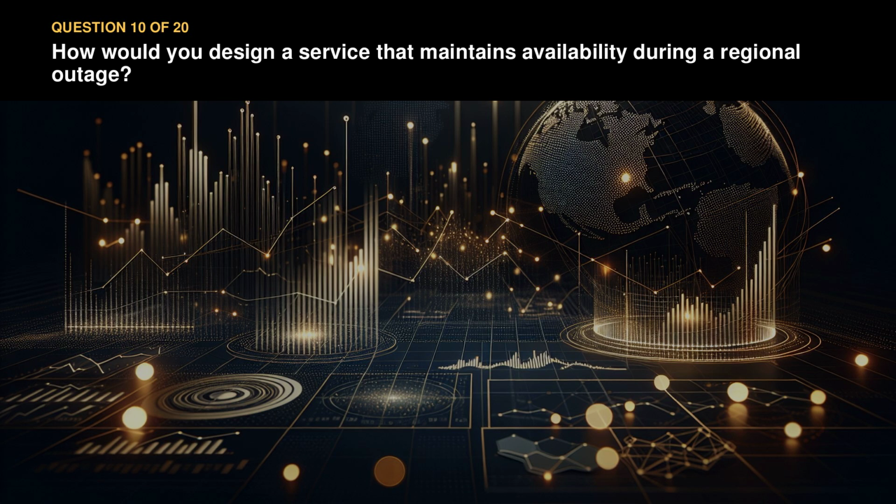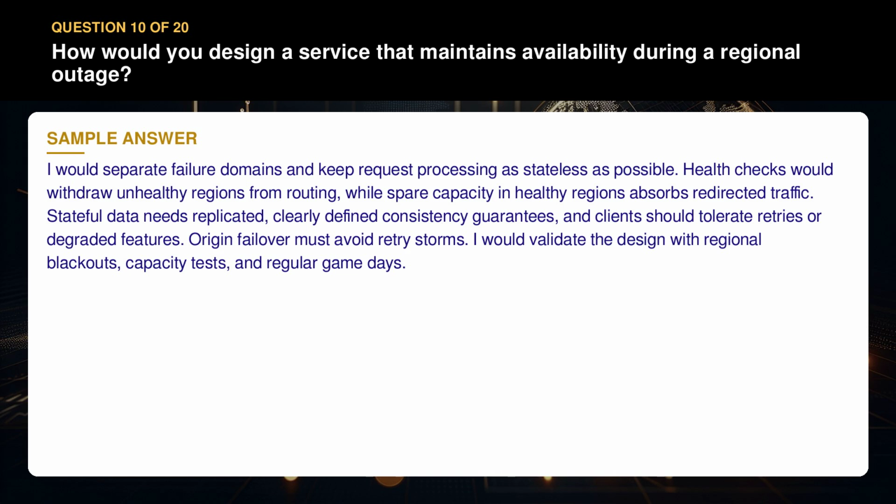Question 10. How would you design a service that maintains availability during a regional outage? I would separate failure domains and keep request processing as stateless as possible. Health checks would withdraw unhealthy regions from routing, while spare capacity in healthy regions absorbs redirected traffic. Stateful data needs replicated, clearly defined consistency guarantees, and clients should tolerate retries or degraded features. Origin failover must avoid retry storms. I would validate the design with regional blackouts, capacity tests, and regular game days.